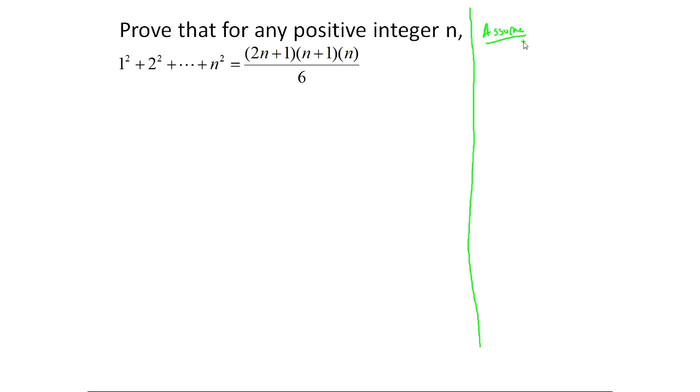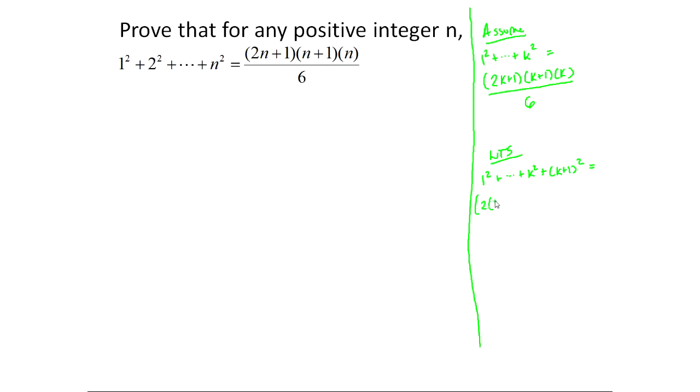In other words, if you were to square all the numbers up to k and add them up, the formula will give you the correct answer. So we'll get 2k plus 1 times k plus 1 times k over 6. And now we want to show that the formula works for k plus 1. So we want to show if you add up all the squared positive integers up to k plus 1, that you end up with this formula with k plus 1 plugged in.